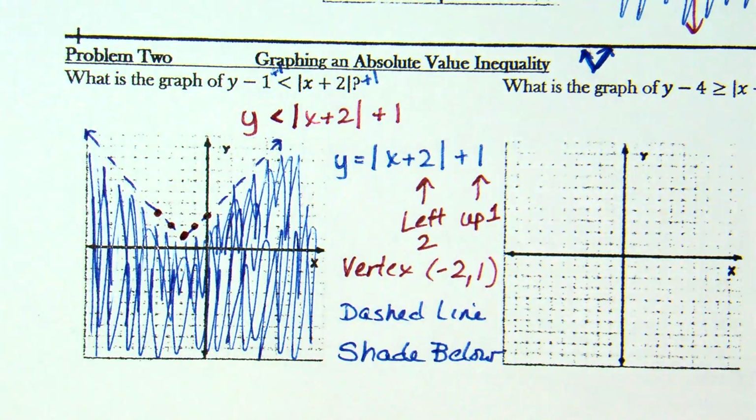Let's practice with the other one. Go through the process, make sure you got it. What's the first thing you're going to have to do? Add the 4 over. Make it so it is y equals, so to speak. So if I add the 4 over, y greater than or equal to absolute value of x plus 2 plus 4.